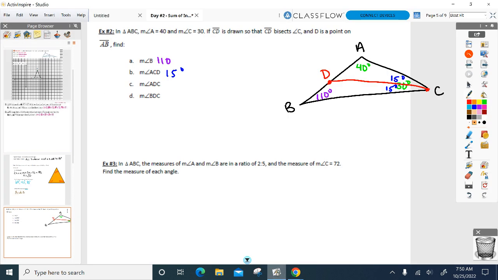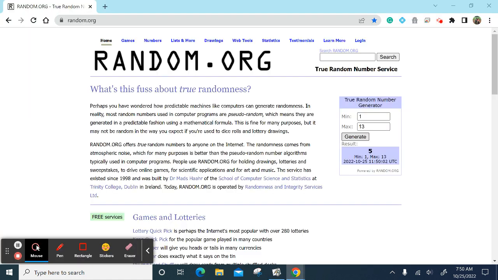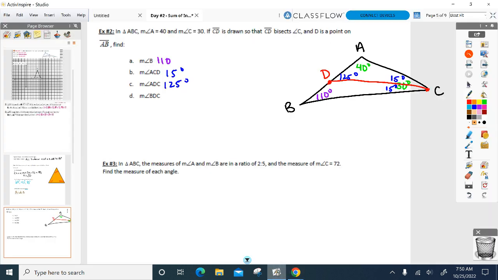125. Again, that's 40. That's 15. In triangle ADC, I know 2 out of the 3, so the third one has to get me to 180. So 125, and then BDC. A couple different ways you could get to BDC. When you're ready, BDC: 55.